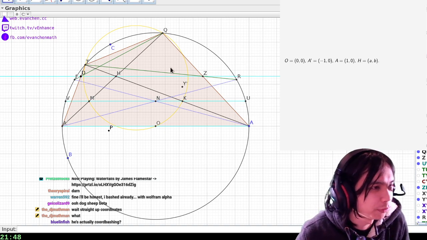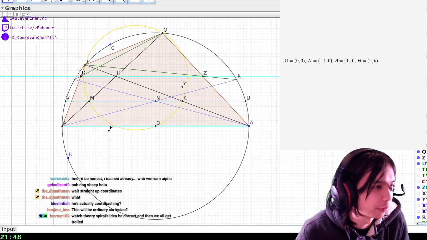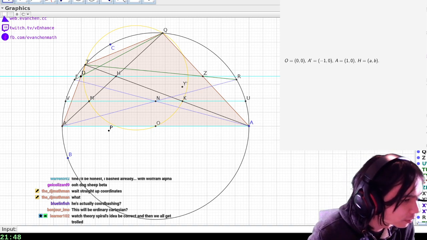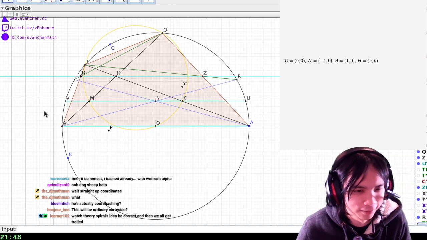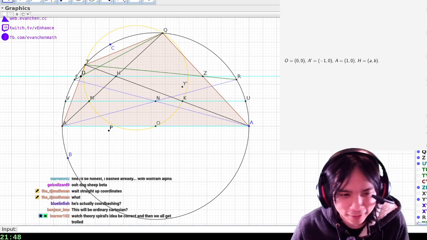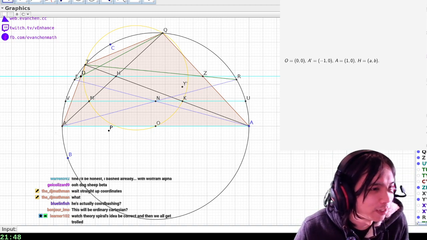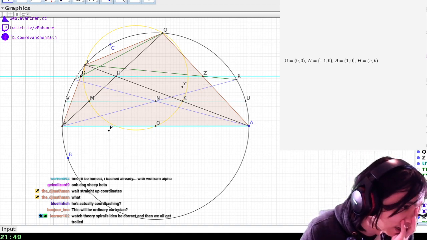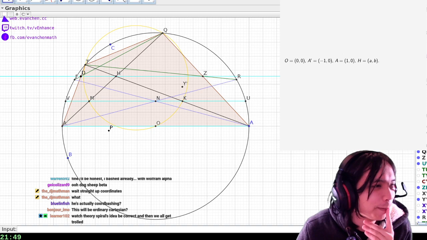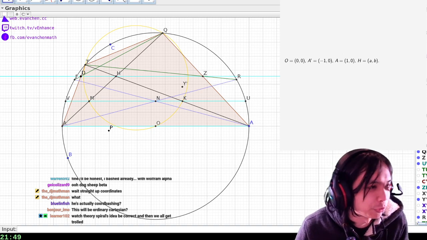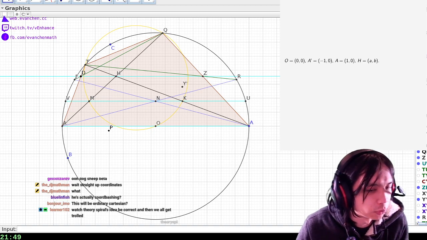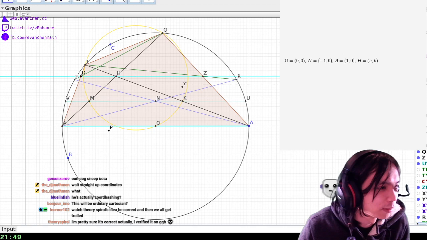So the first thing I need to do is compute the foot of the perpendicular from A to A prime H. And so that is the... Oh my god. I hate this. Okay, so let's compute Q. So x minus a over y minus b is supposed to be equal to H.